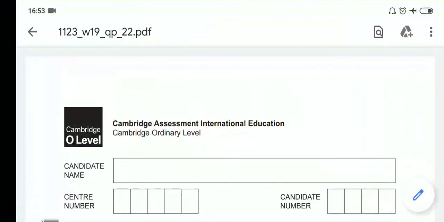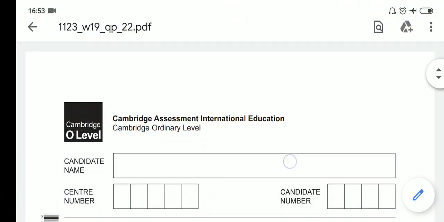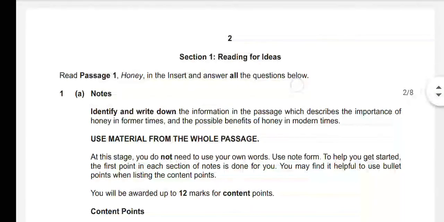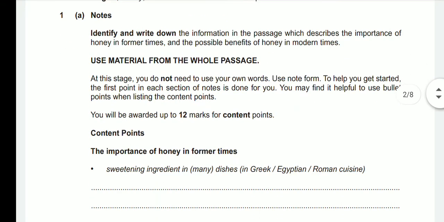This is the question paper. I'm sending you this question paper as well. As you can see in the question paper, first question 1A, notes, means content points. There has to be 12 content points, and when you are doing the content points, make sure that you do not miss any content point from the passage, right? So do not restrict yourselves to a total of 12 points.